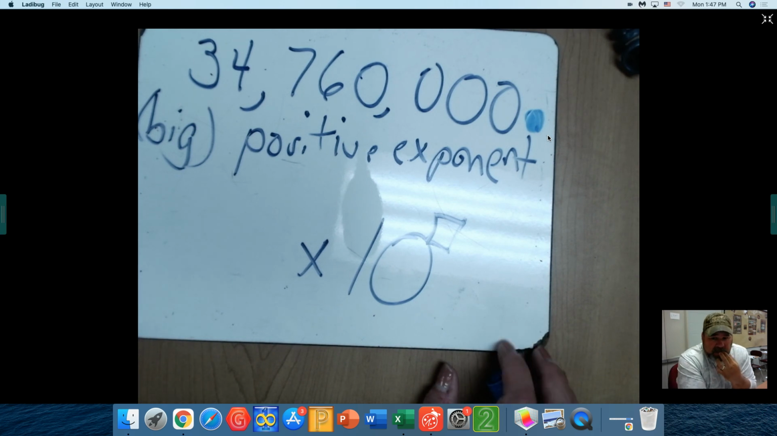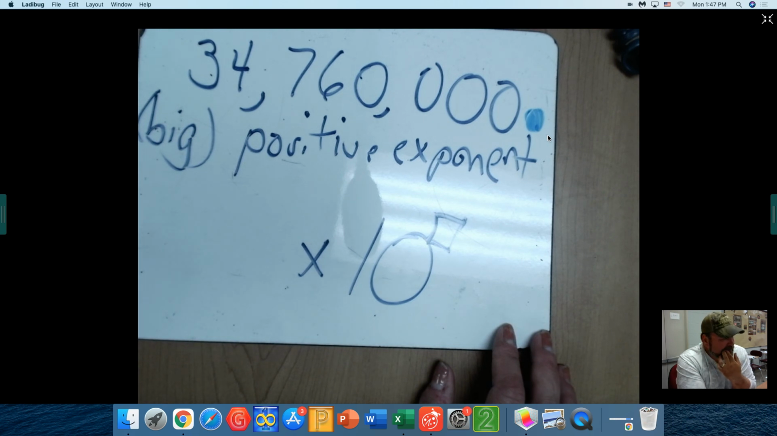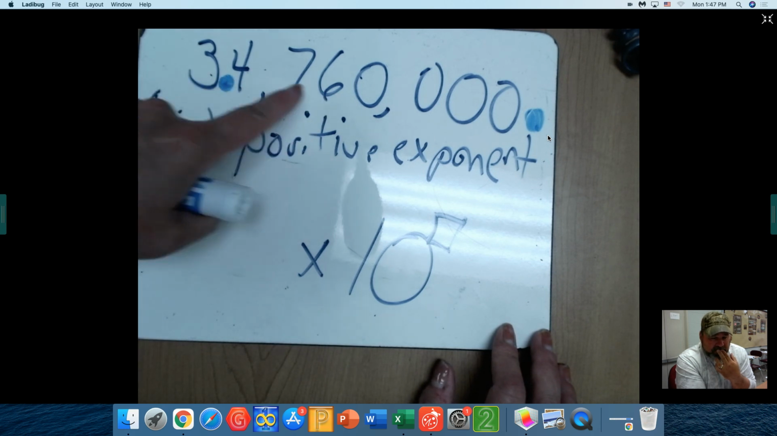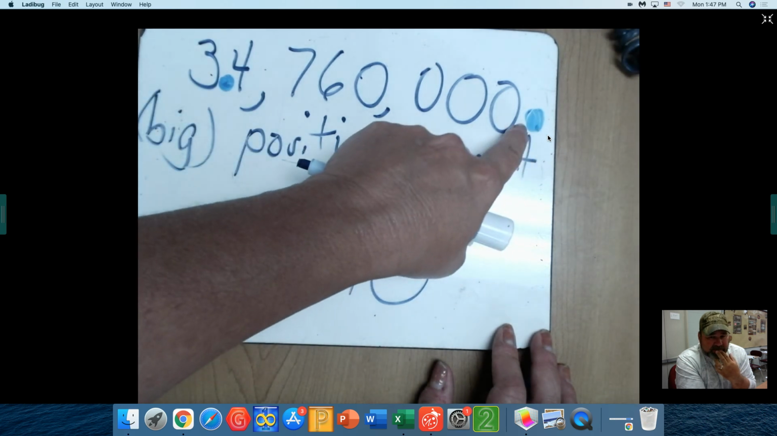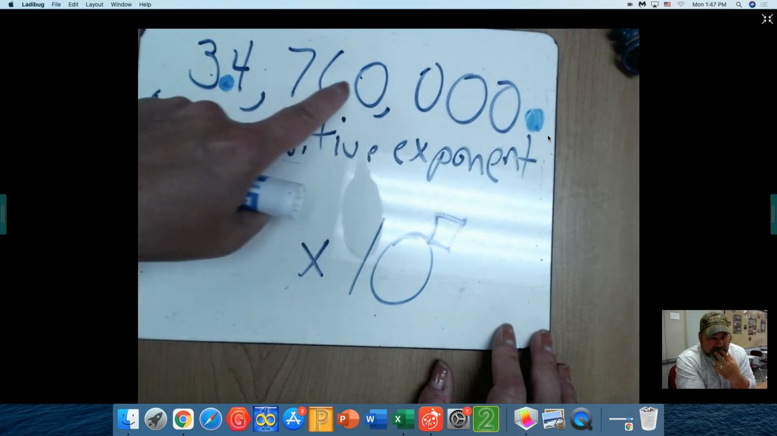Now, if you remember from the last video, you are only able to have one non-zero digit in front of the decimal, which means it has to be that 3. Right. So the decimal point, when I write it, is going to have to be in between the 3 and 4. Doesn't matter how many are behind it to the right, but it does matter how many are in the front. Now all I have to basically do is count how many spots I had to move it from there to there.